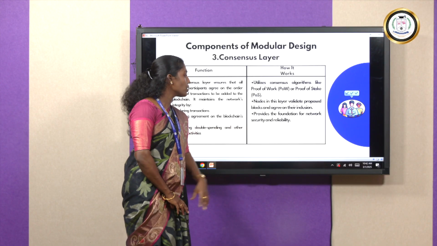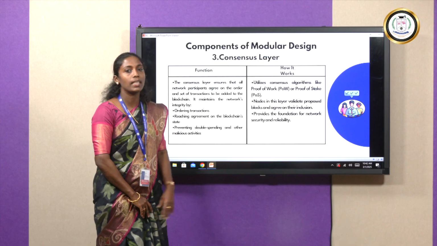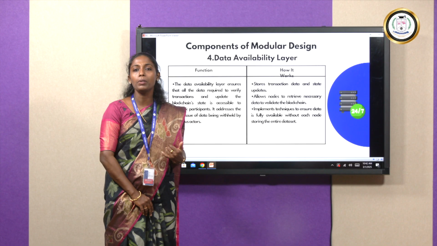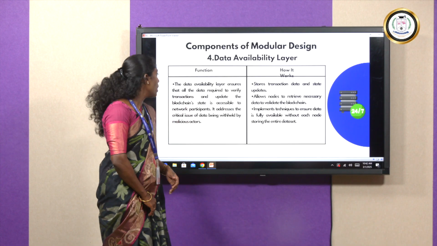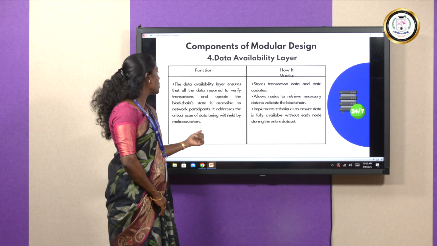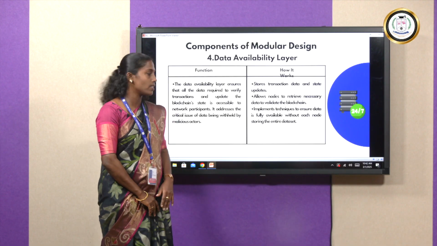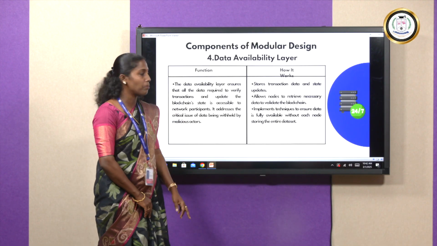It provides the foundation for network security and also the reliability. The next layer is the data availability layer. After validation, the transaction details get confirmed, and it will be confirmed that they are available to all the nodes which are requesting. So the data availability layer ensures that all the data required to verify the transactions and update the blockchain state is accessible to the network participants.